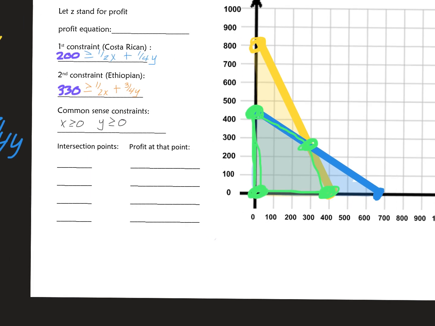And I don't really like how they call this intersection points. I see what they're saying. I'm not a huge fan, but I mean, it's fine.